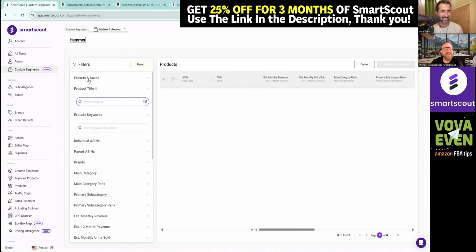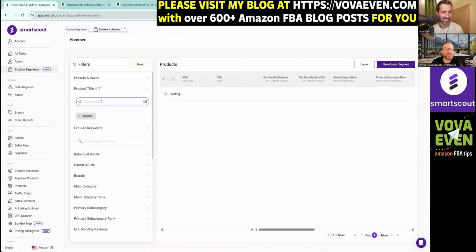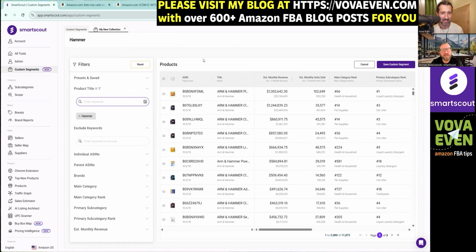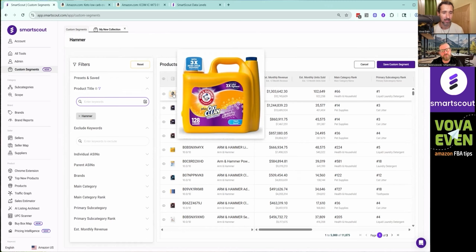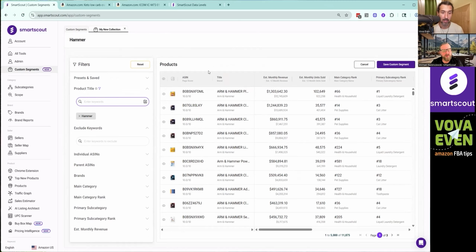All right. Okay, anyway, what I'm going to do is search our entire database for any product on Amazon.com that has the word hammer in it. Okay, this is not going in a direction. Well, I should have thought about this. As we can see, it's actually pulling up the brand, the Arm & Hammer brand.